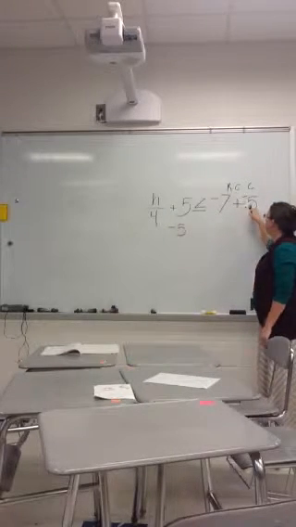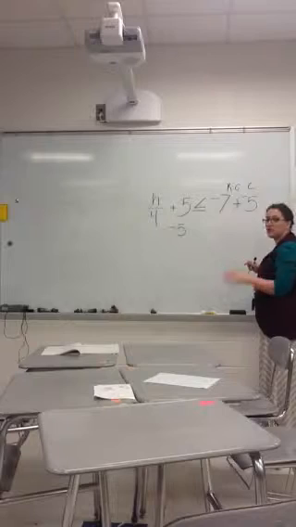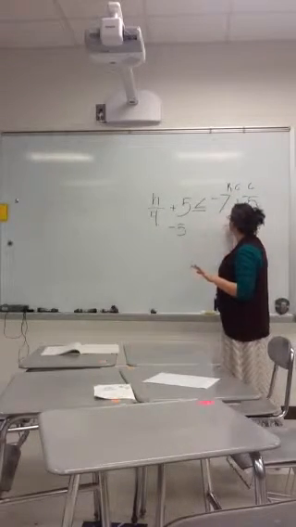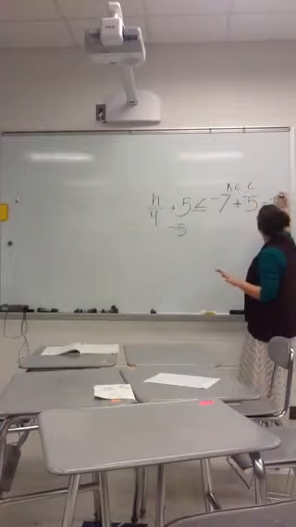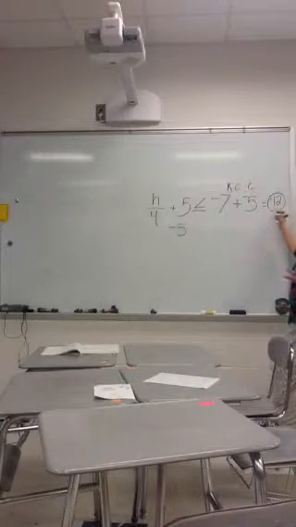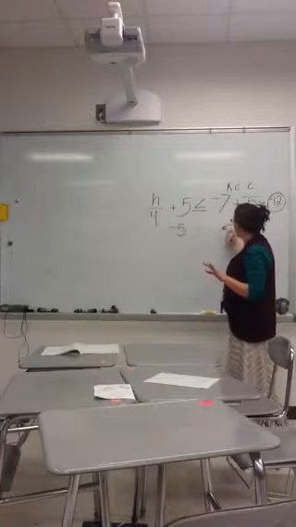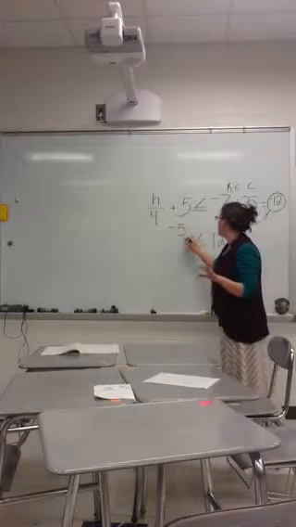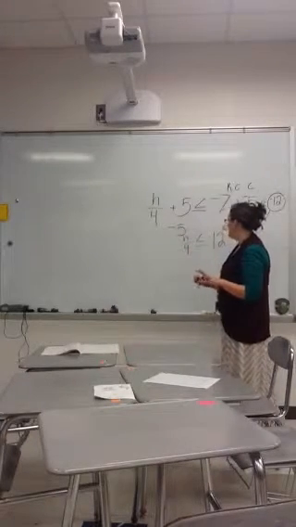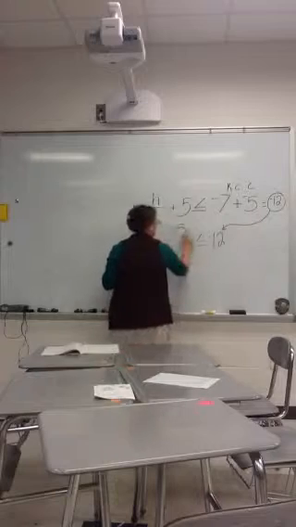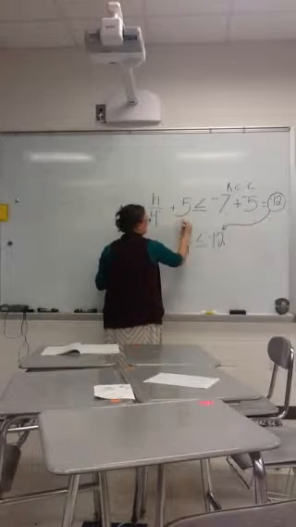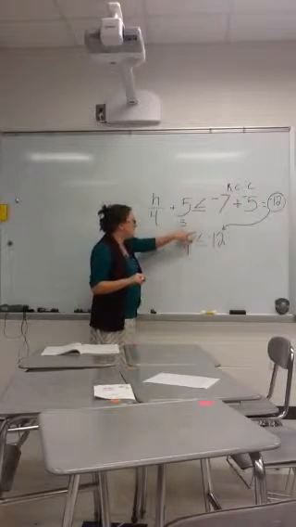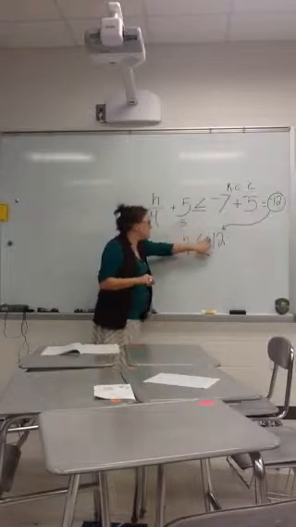Negative 7 plus negative 5, 7, 8, 9, 10, 11, 12 is 12. It's a negative 12 since both of these are negative. So, I'm circling this number just so you know. I'm going to pull this number down to right here and put h over 4 is less than or equal to negative 12. And I wrote that a little close, so I'm going to make this smaller. Okay? So, h divided by 4 is less than or equal to negative 12.